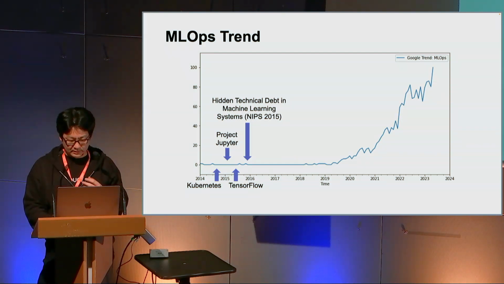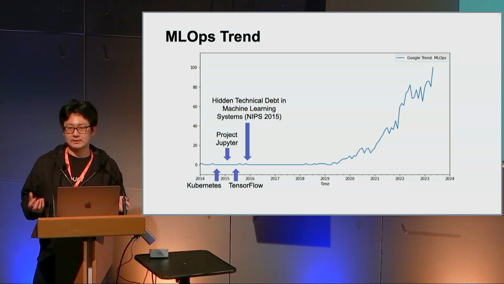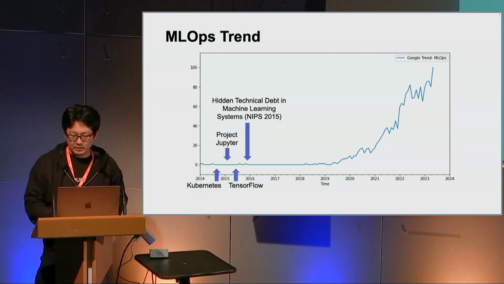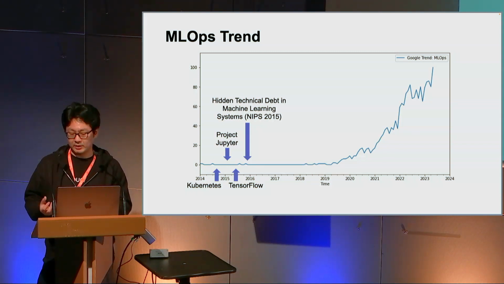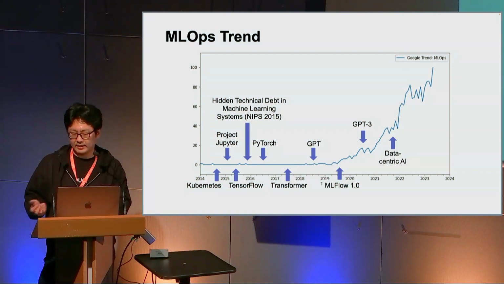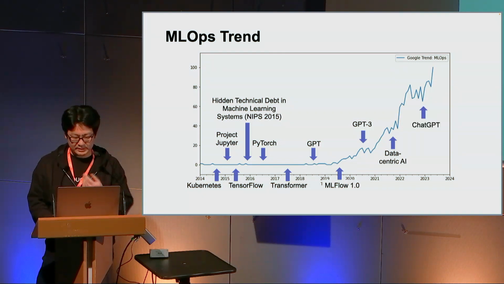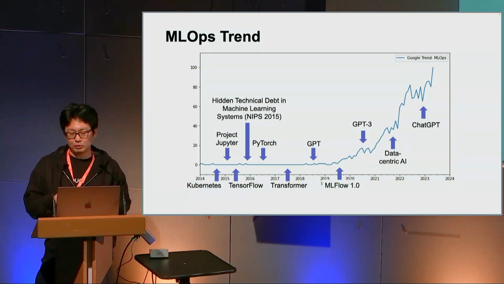And this is just the hidden technical debt in machine learning systems. This is important, like a NIPS paper by Google that basically says that there are many things to build a working ML system other than the ML model itself. Okay, and I think that the emergence of this paper actually was a very important event for MLOps. And PyTorch here, Transformer, GPT, MLflow, GPT-3, and also the initiative of data-centric AI is here. We should also talk a lot about the importance of MLOps than ChatGPT here, right? So I would say that the importance of MLOps is recognized more as we are understanding more and more about the real-life benefit of AI.